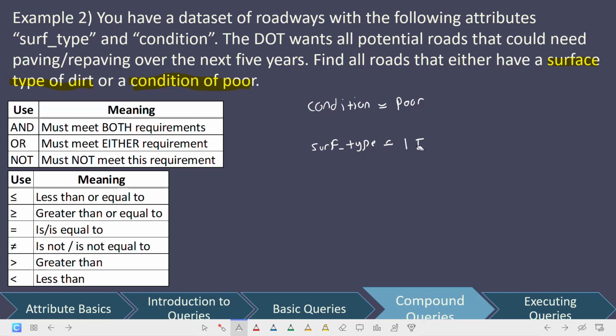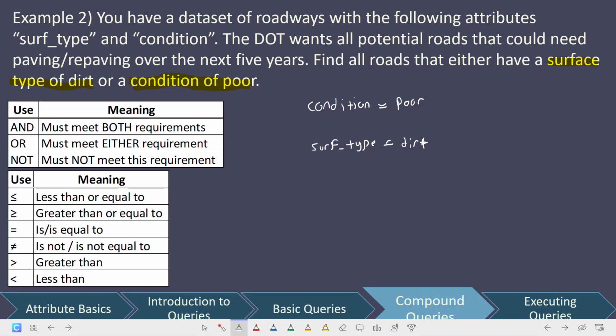Oop, let's not capitalize all that, that's unnecessary. And again, all I've done is I've taken the two different criteria, surface type of dirt and condition of poor, and I've turned those into individual queries. Now in this case, we can grab them in either way. If it's a poor condition road, we want it. If it's a dirt road, we want it. So it only has to satisfy one of these conditions for us to want to return it.